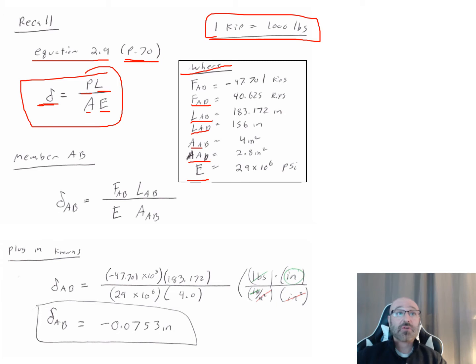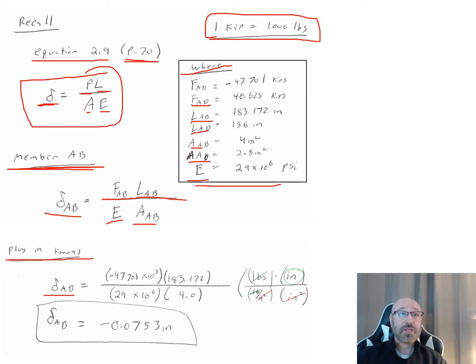So now what I can do is let's arrange equation 2.9 specifically for our problem here for member AB. So delta AB, or deformation of this member here, is equal to the force acting on AB times the length of AB, all divided by our modulus of elasticity times our cross-sectional area of AB there. So now we can use all that information that we show up here and plug in for our known values.